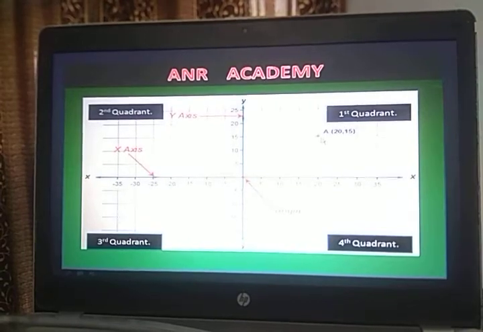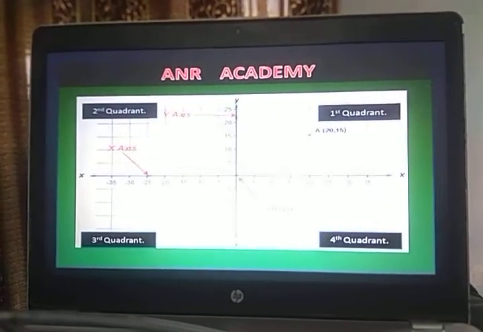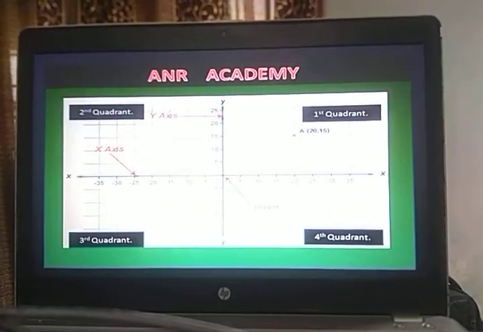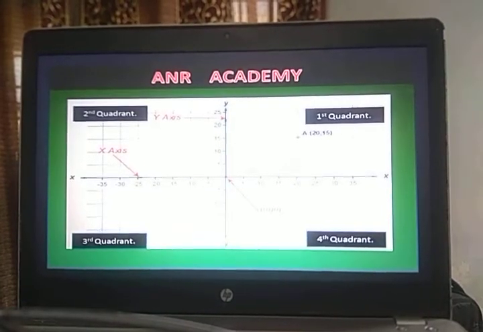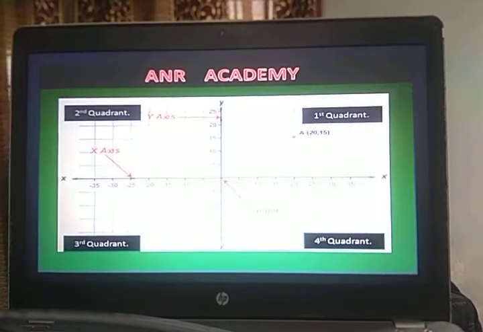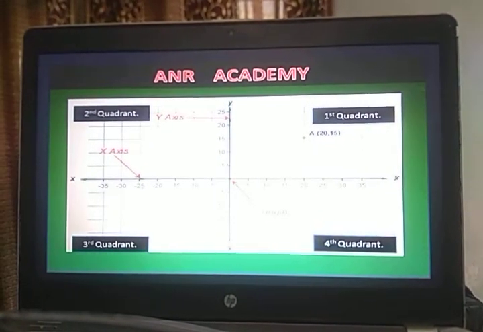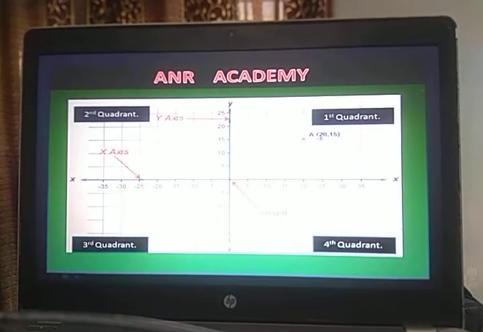So in order to locate a point on a plane, you need to have two values. You need to have what? Two values. Understood? In order to locate a point in the plane, you need an ordered pair. That means you need two values.